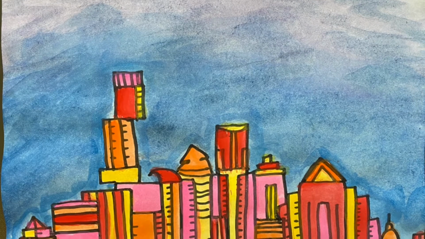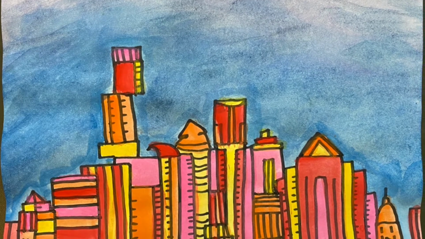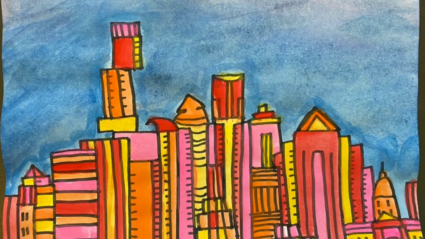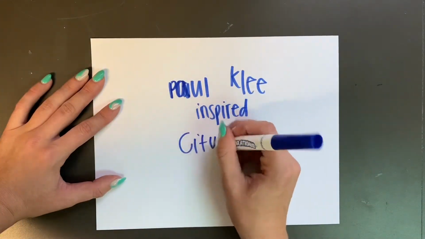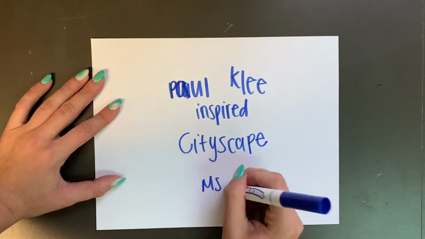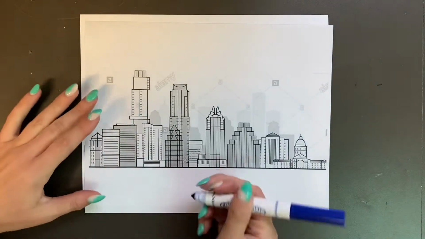Hello, my amazing artist. In this video, we will learn how to create our very own Paul Klee inspired cityscapes. So to review, a cityscape is a drawing or a picture of a city.